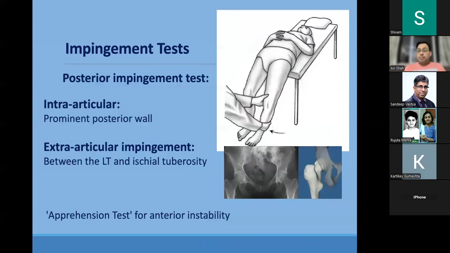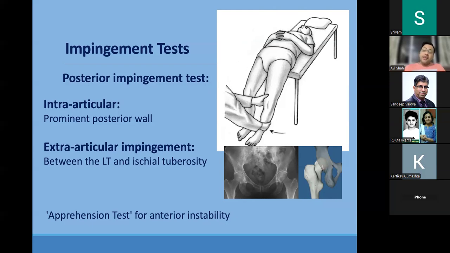So the next is the posterior impingement test. Here you take the patient at the edge of the table, you extend the hip, and in extension, you start externally rotating and internally rotating the hip. So start with internal and then gradually take it to external rotation. When you do external rotation in extension, one, it can tell us about anterior instability because we are forcing the hip in extension. So if the patient gets anterior pain, it tells us that there may be a possible anterior instability.